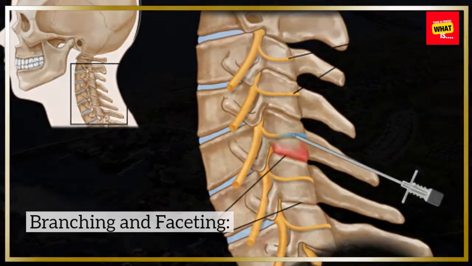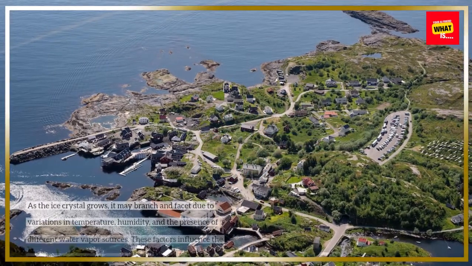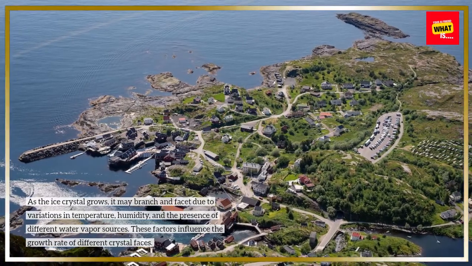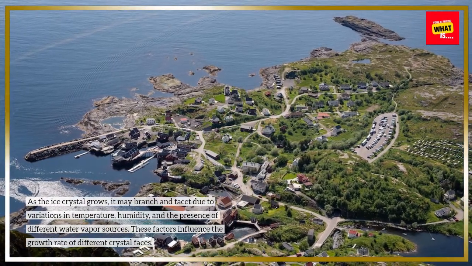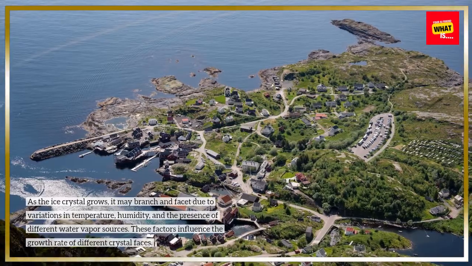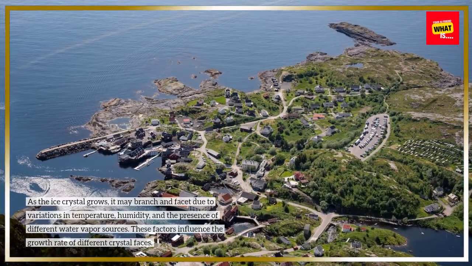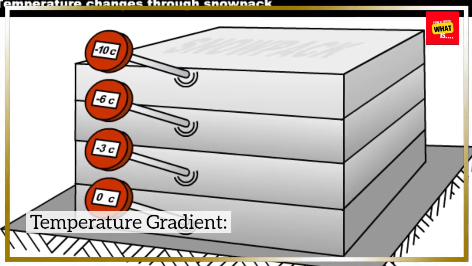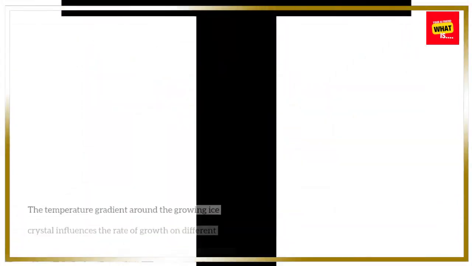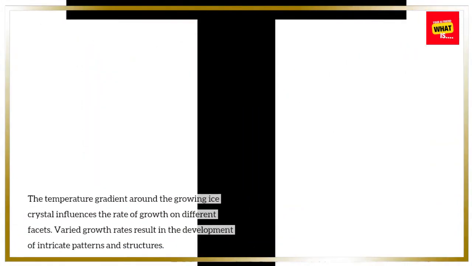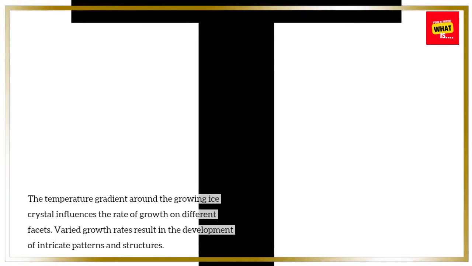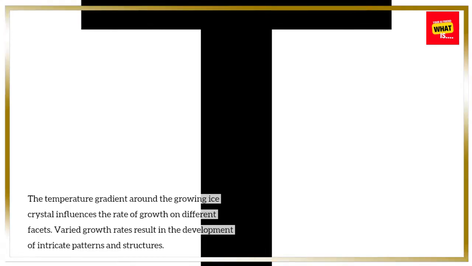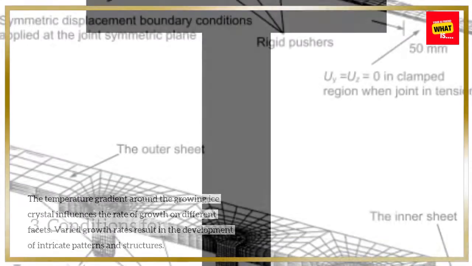Branching and faceting. As the ice crystal grows, it may branch and facet due to variations in temperature, humidity, and the presence of different water vapor sources. These factors influence the growth rate of different crystal faces. Temperature gradient. The temperature gradient around the growing ice crystal influences the rate of growth on different facets. Varied growth rates result in the development of intricate patterns and structures.